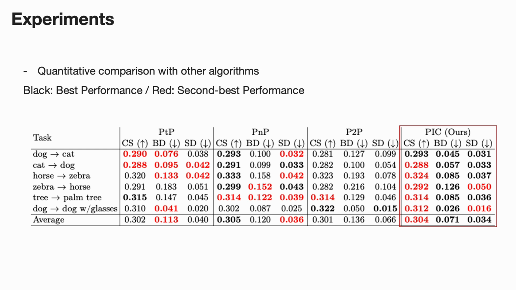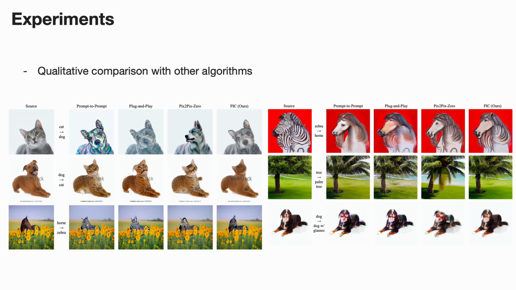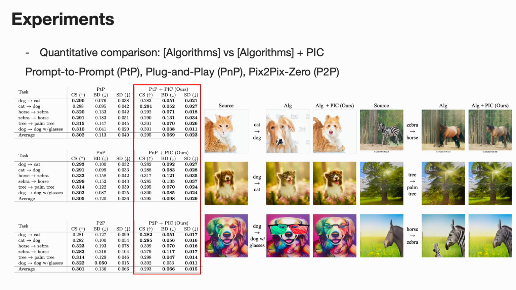This is a quantitative comparison with other algorithms. Our method PIC achieves better performance compared to other methods in strong metrics. And for qualitative comparison, our method PIC preserves structures and backgrounds of source images and translated images better than others. We also test our method by integrating other methods. As you can see, background distance and structure distance improve when our method is integrated, with a slight decrease in CLIP similarity. In the figure, PIC increased translation performance when integrated with other methods.